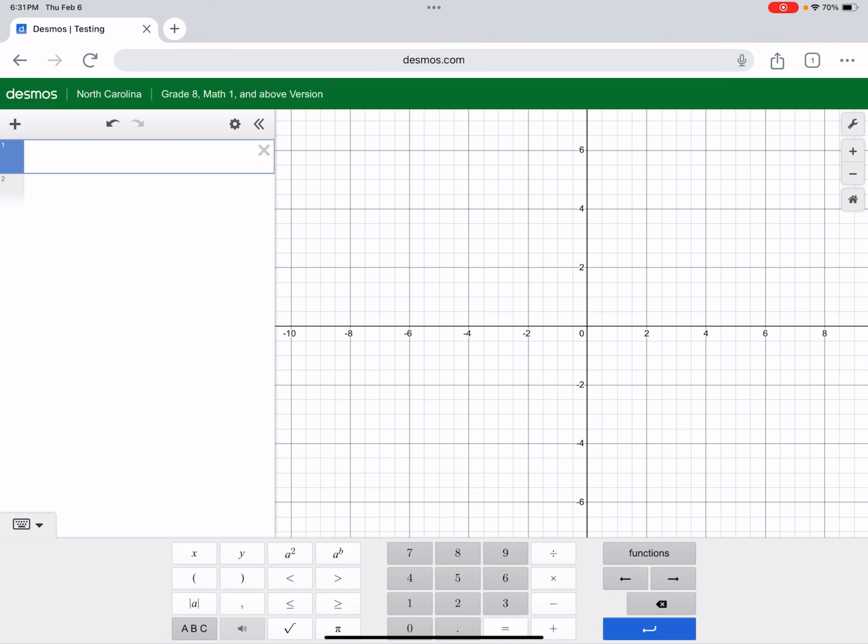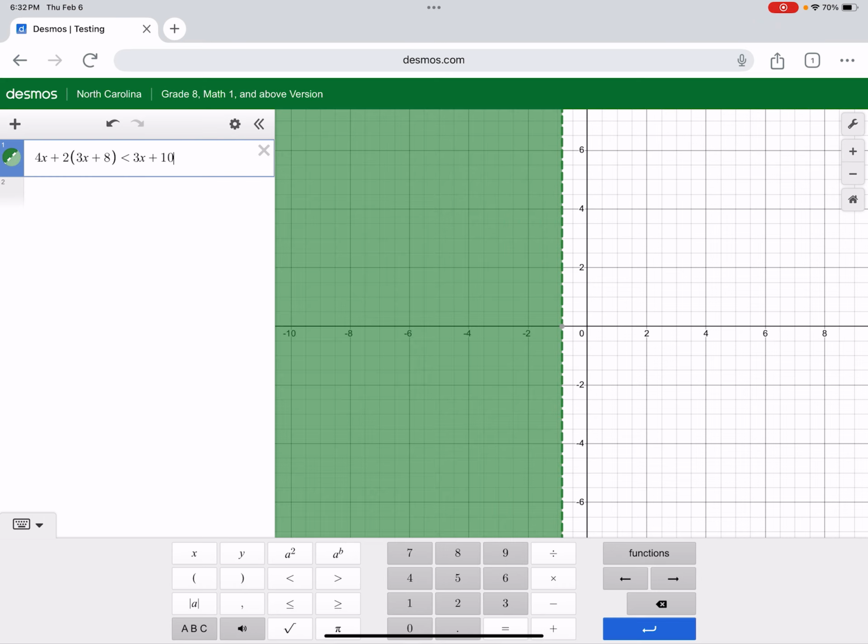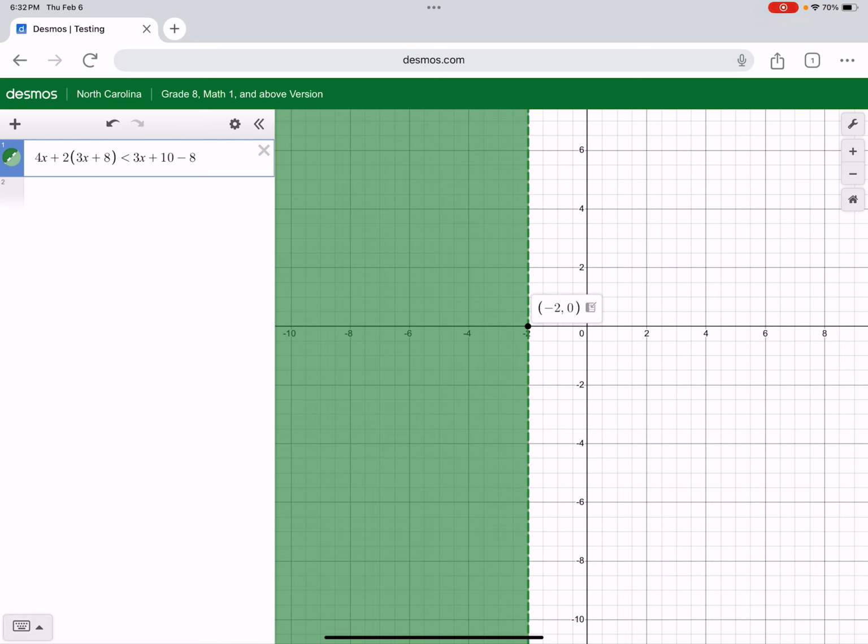So in Desmos, I have the original problem, so we got 4x. We're going to type it just like we see it. Now remember, when you put these in Desmos, no matter if it's an equation or an inequality, it always needs to be an x. So 2, parentheses, 3x plus 8, close that parentheses, is less than 3x plus 10 minus 8. If you notice, we're crossing at negative 2, so we got the right number.